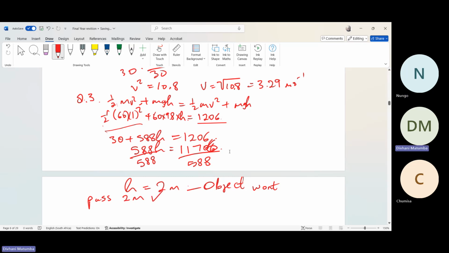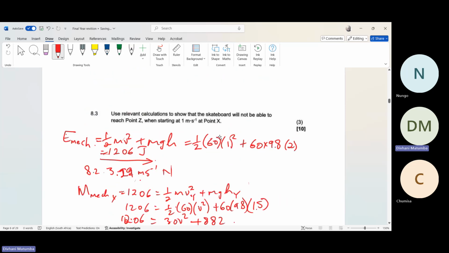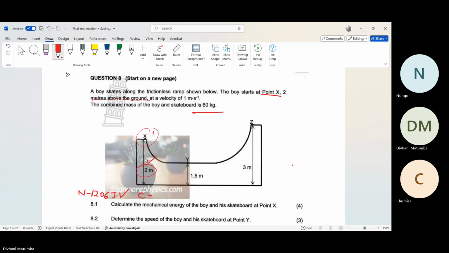If you go back to your diagram, you will see that at X, your object was at rest, right? Yes, sir. And it was at 2 meters. It means if it goes down and when it goes up, it must reach 2 meters. And at that point, your velocity must be 0. It must be at the turning point.